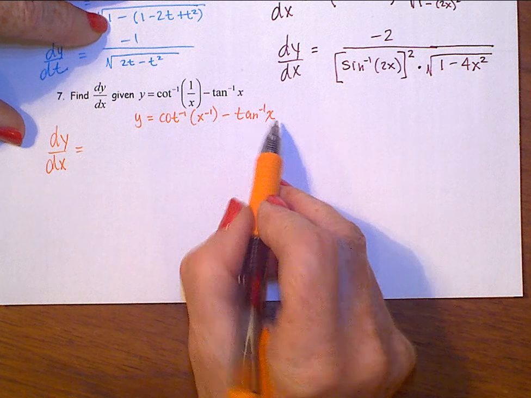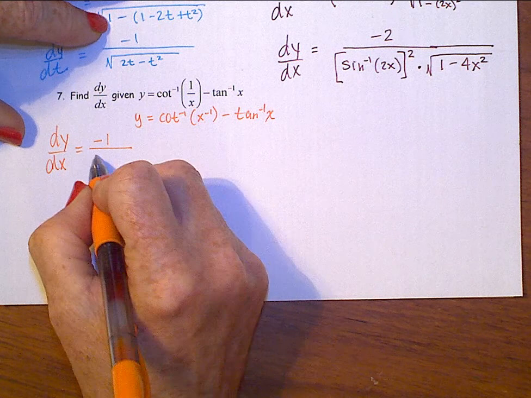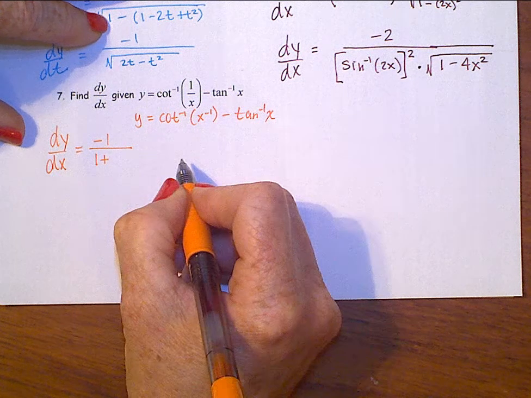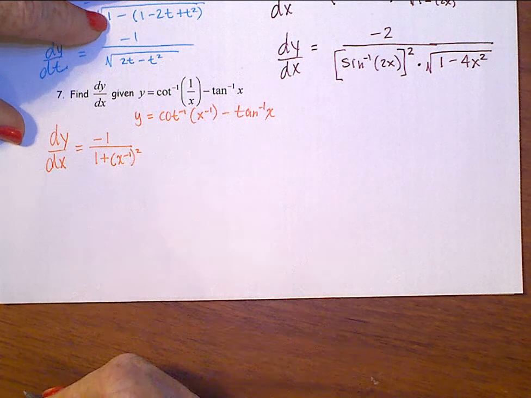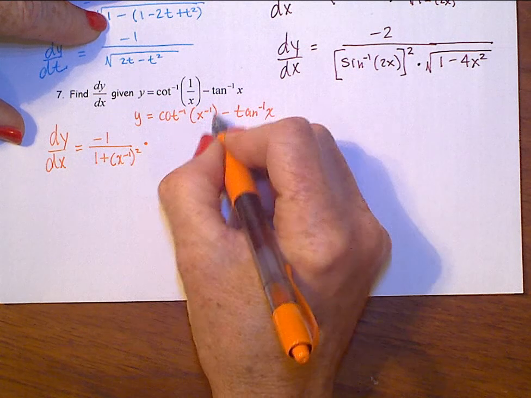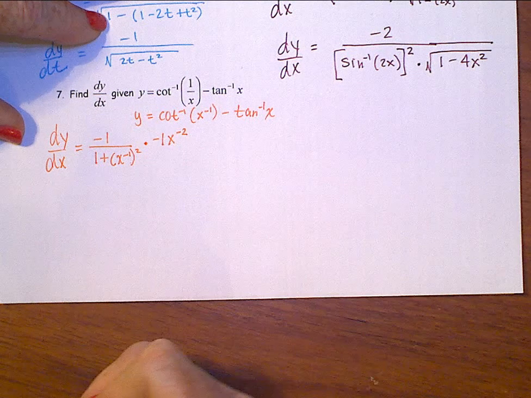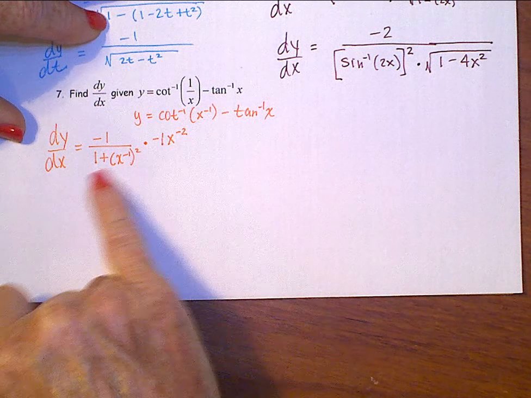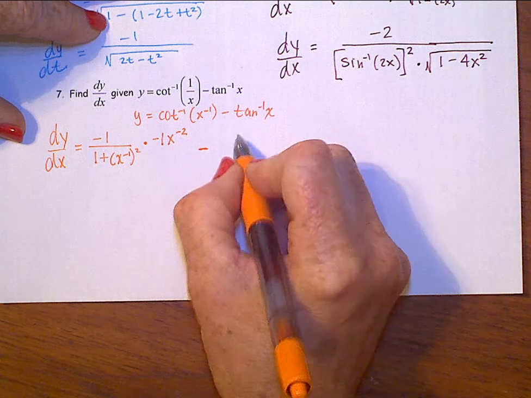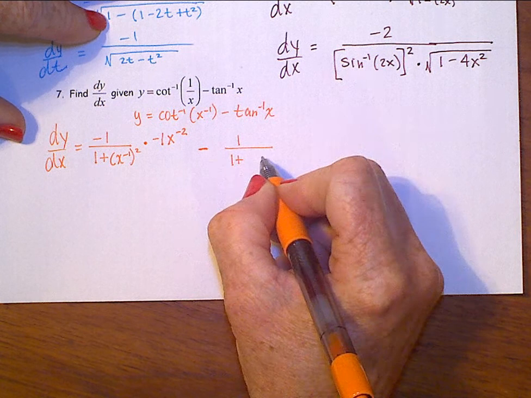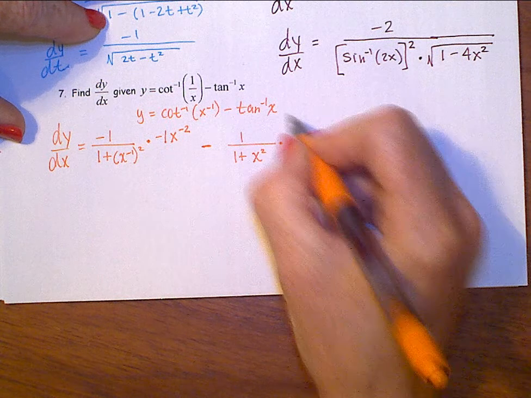Now I can do a derivative. And the derivative of an inverse cotangent is negative 1 over 1 plus the u squared. This is your u. So that's going to be an x to the negative 1 squared times the derivative of the u. So that's negative 1 x to the negative 2. There's the inverse cotangent derivative. Now minus this derivative of the inverse tangent. It's a 1 over a 1 plus u squared, so 1 plus x squared, times the derivative of the inside, just a 1.